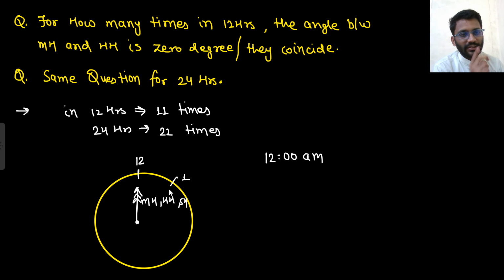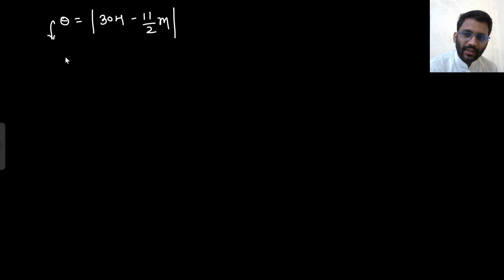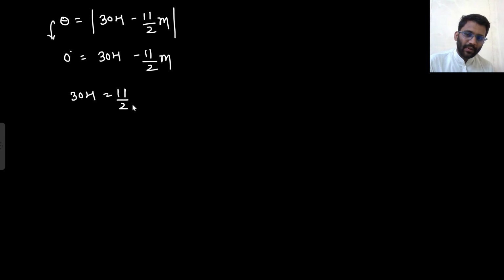Now, when will it coincide next? It will coincide at 1 hour and something minute. Are you understanding my point? Look, what was the formula? The angle between minute and hour hand was 30h minus 11 by 2 m. Now you need this to be 0 degrees. So basically your 30h should be equal to 11 by 2 m.